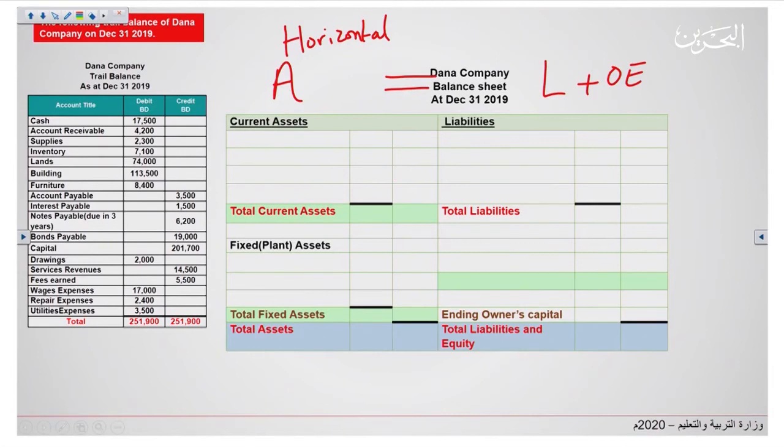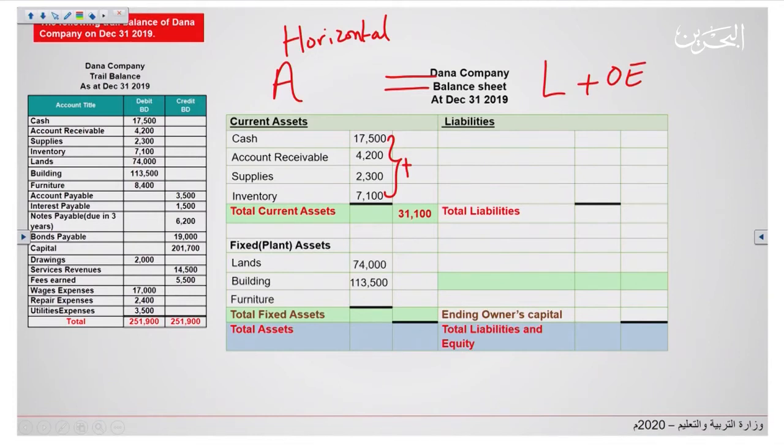First, I will list the current assets, which are cash, accounts receivable, supplies, inventory, and I will add these figures to get the total current assets. Then I will list the fixed assets, which are lands, building, and furniture. I will add these amounts to get the total fixed assets. Then I will calculate the total assets by adding these two amounts. Like this, we have finished this side of the formula.